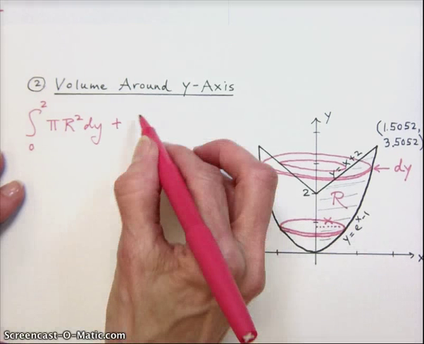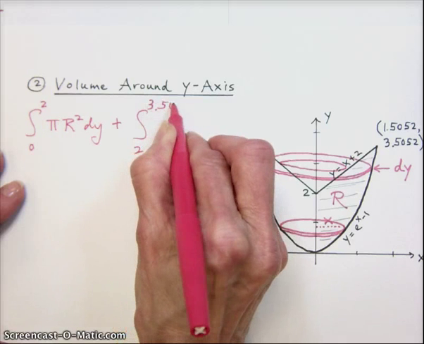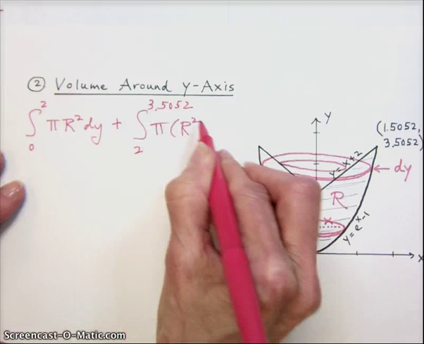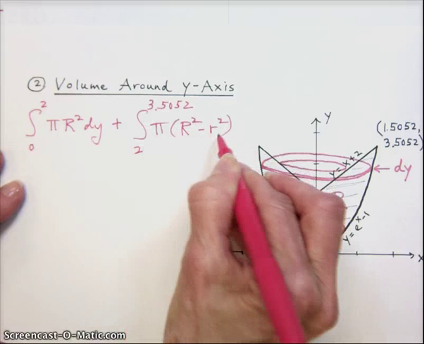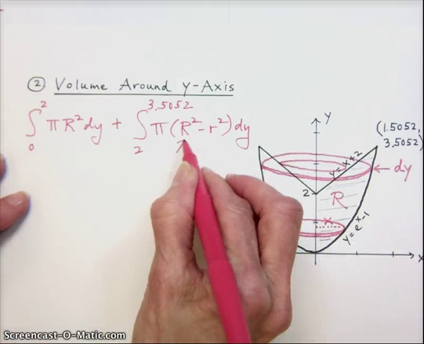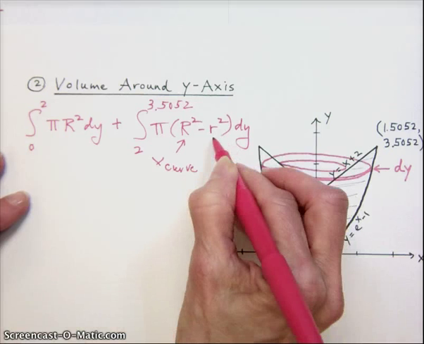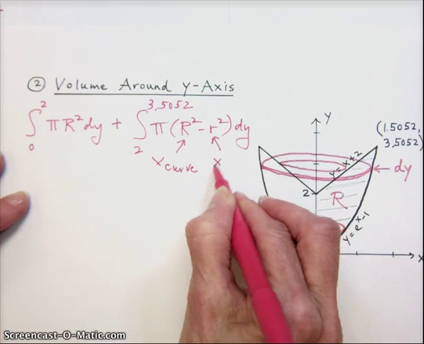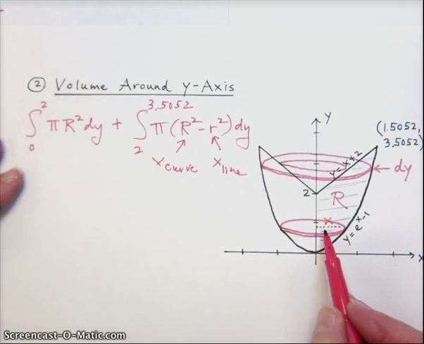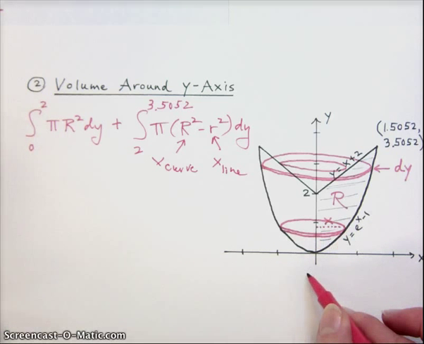And in the second part, we'll be going from 2 to 3.5052 of pi times that same cap R squared minus little r squared dy, where cap R is the x value over to the curve and little r is the x value to the line. Well, we are going to have to solve for that x value because all we have here is the y value. So let's isolate x.